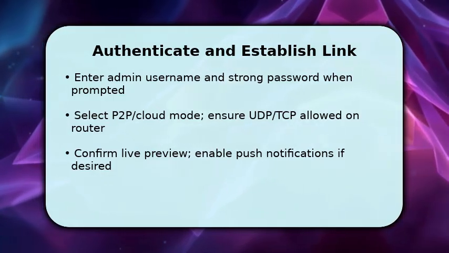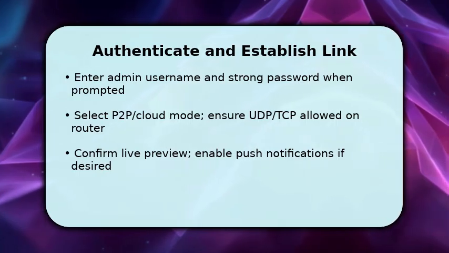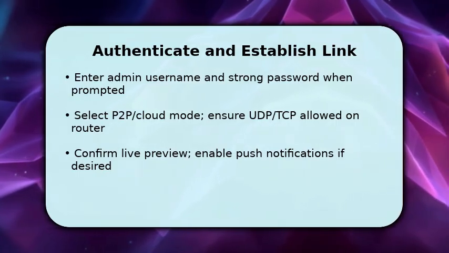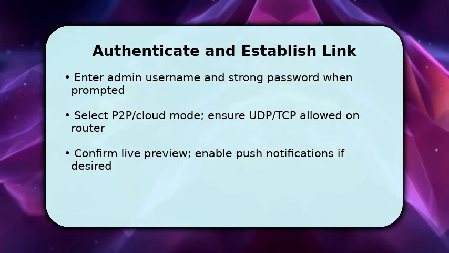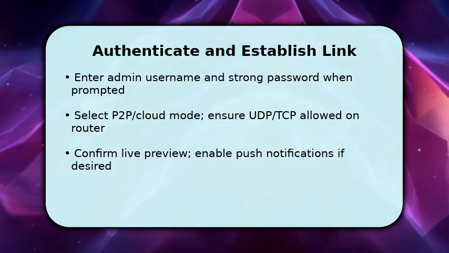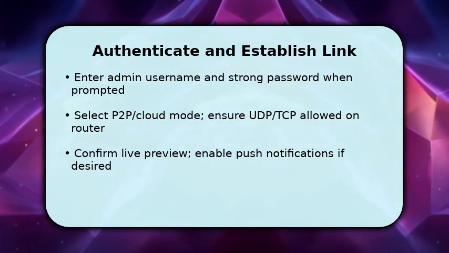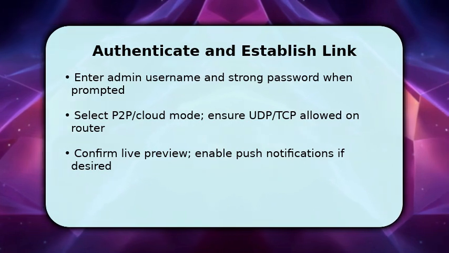If you prefer direct access, enable port forwarding for the recorder's streaming ports on your router and set a fixed local IP. Once authenticated, the app negotiates the stream, and you should see a low-latency live preview start within seconds.